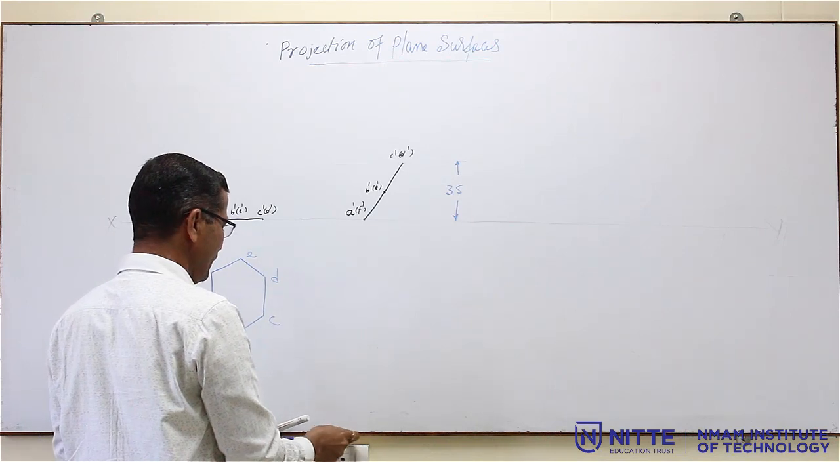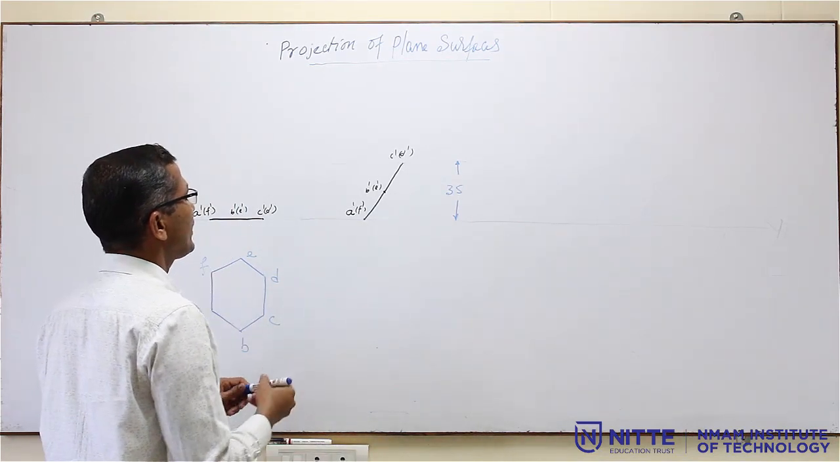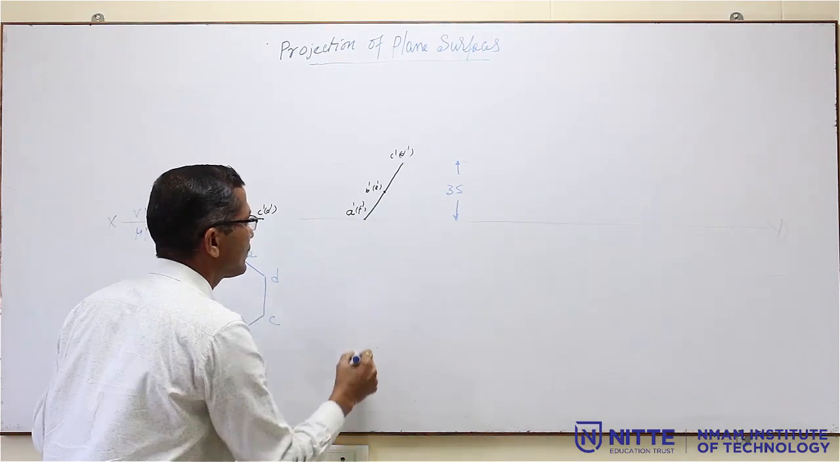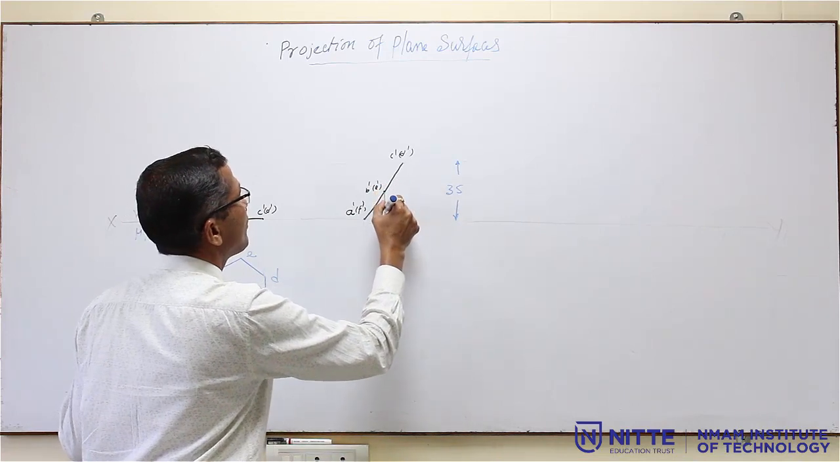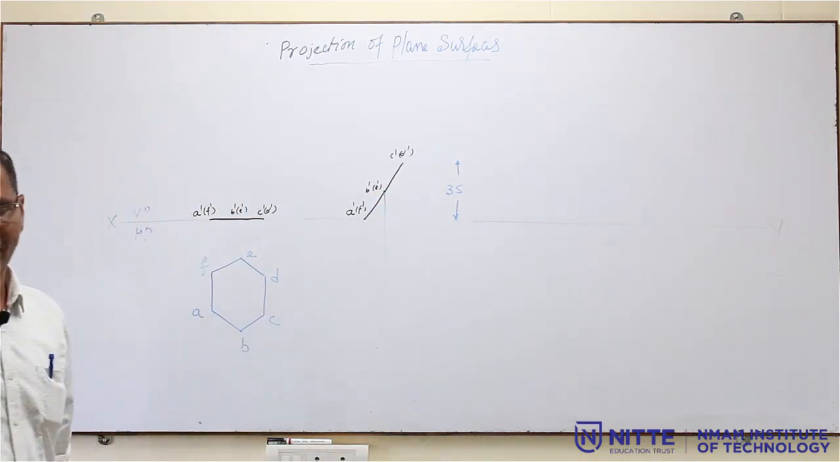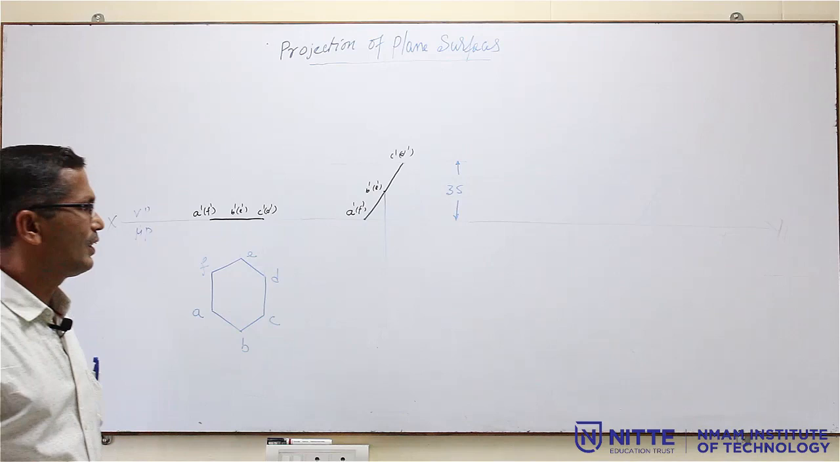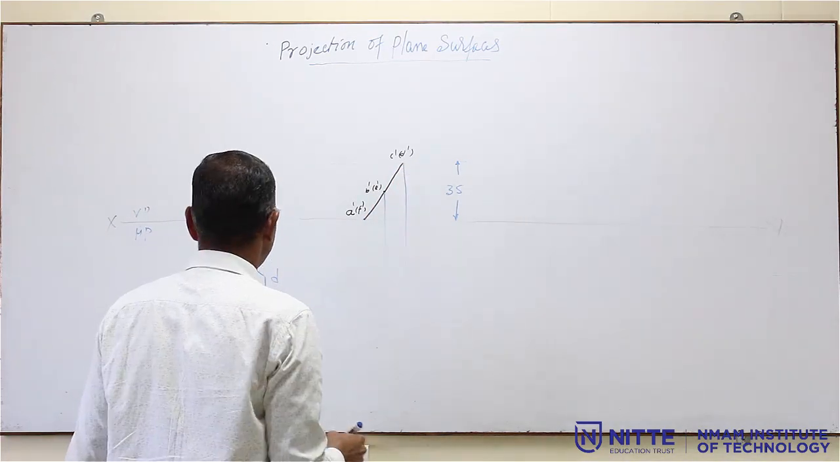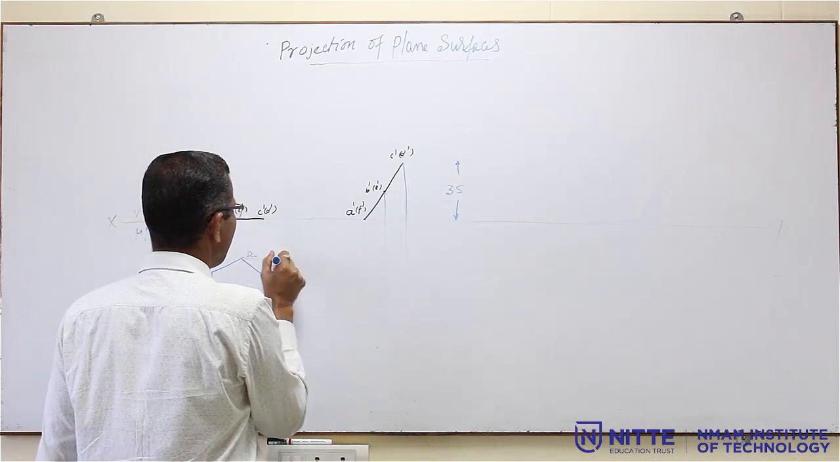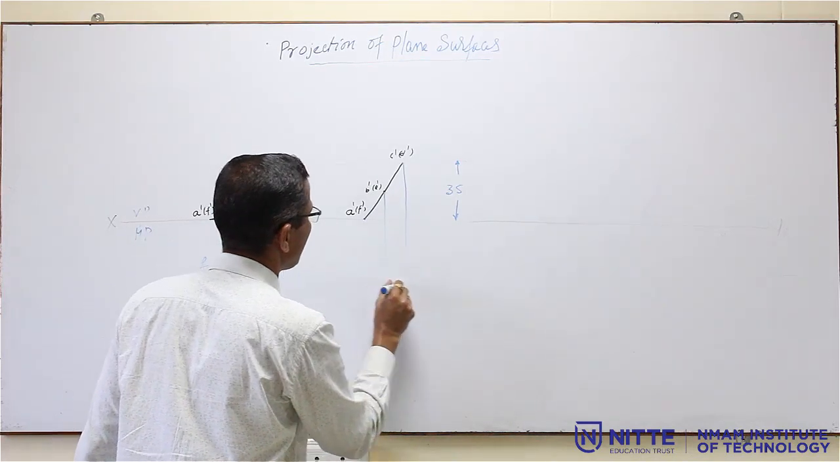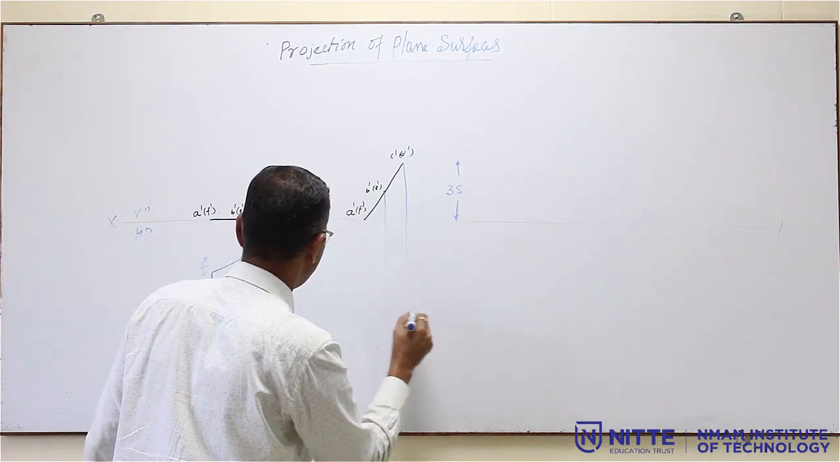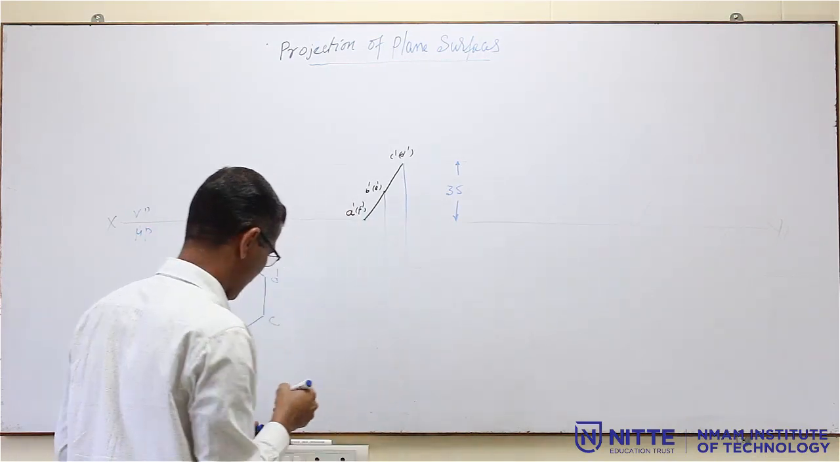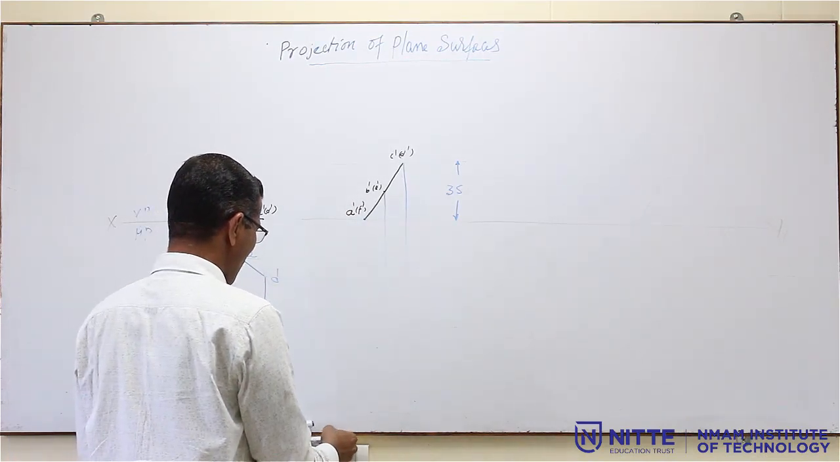All the points have been transferred. Now, project it down. Project all the points down with light lines and project horizontally. And mark the points one by one.